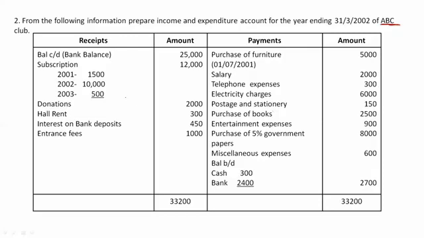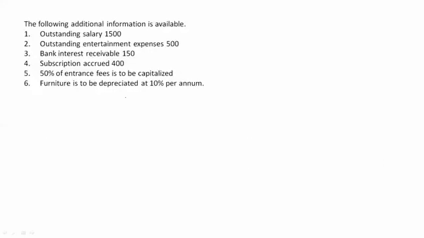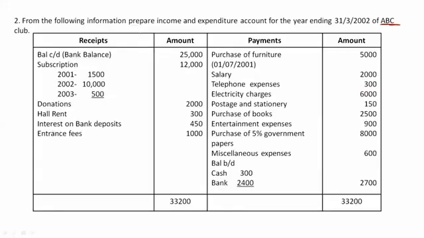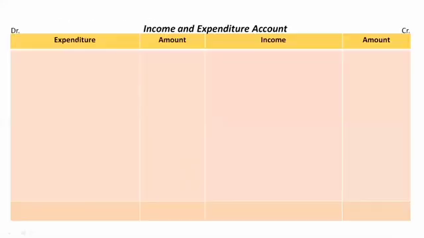Okay, yes. So along with the receipts and payments account, there is also certain additional information, or you can simply call it as adjustments given. Okay, we need to consider these also. So come back to receipts and payments account. Now keep on checking every item. But before that, this is the format of an income and expenditure account.